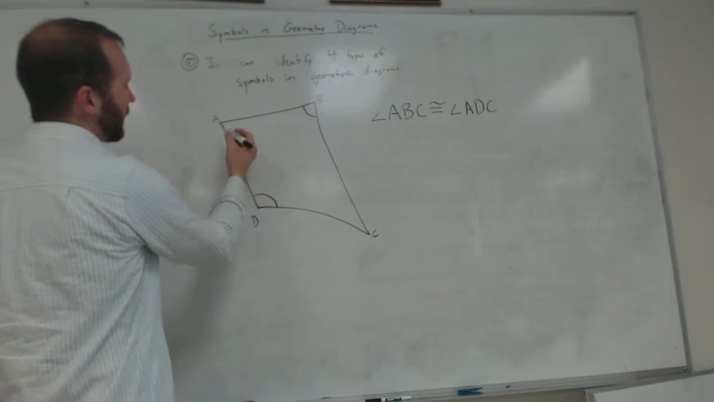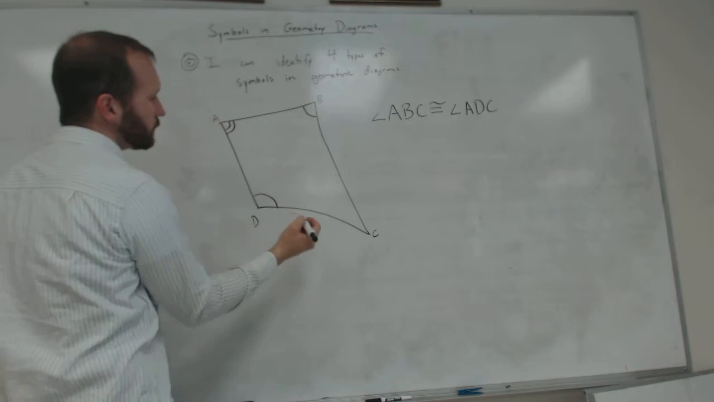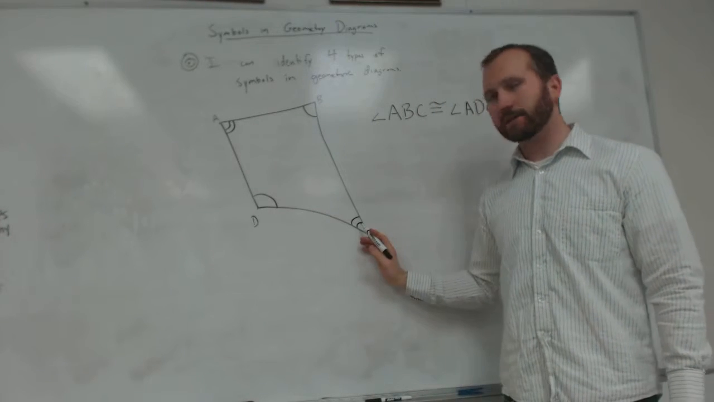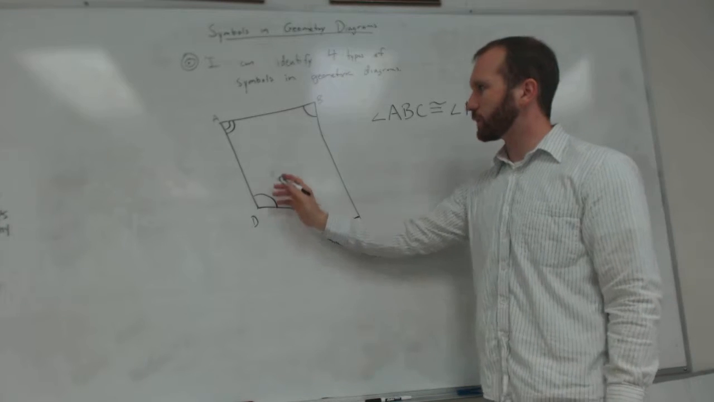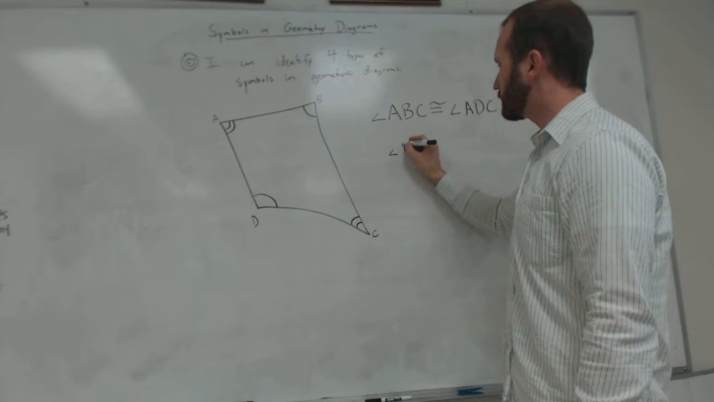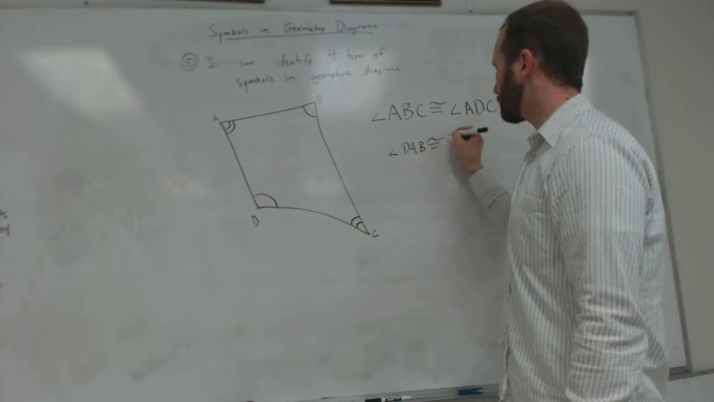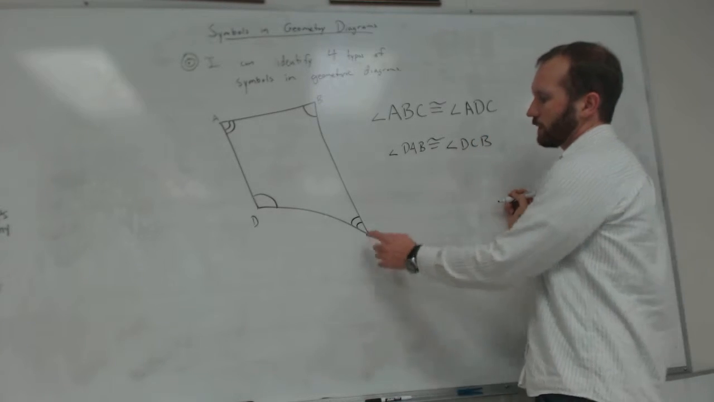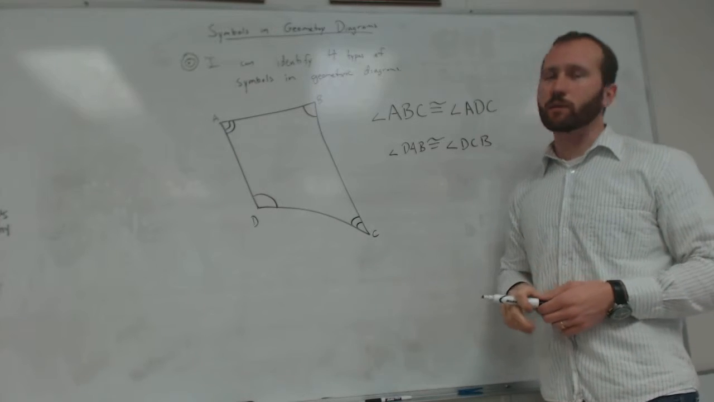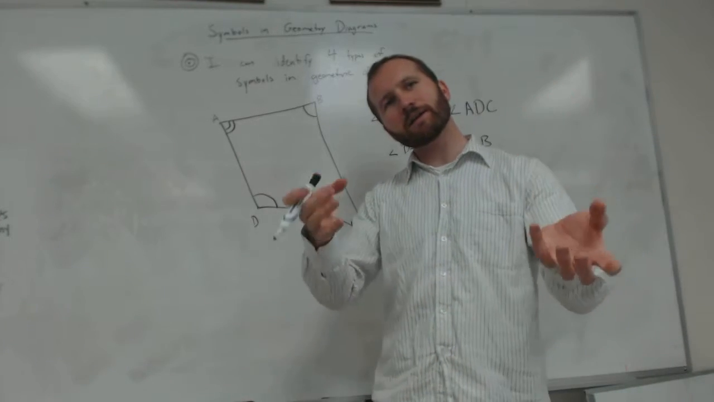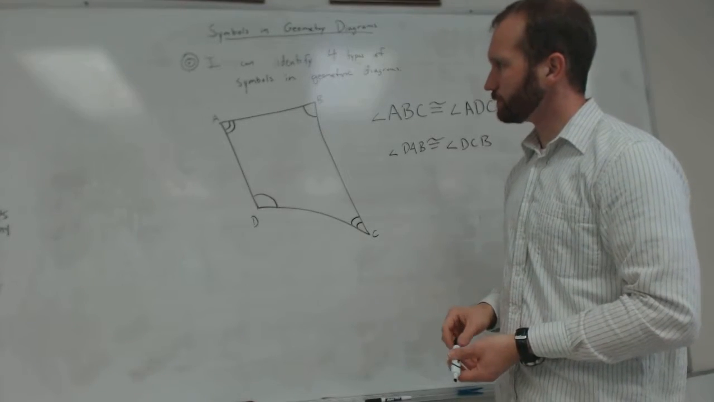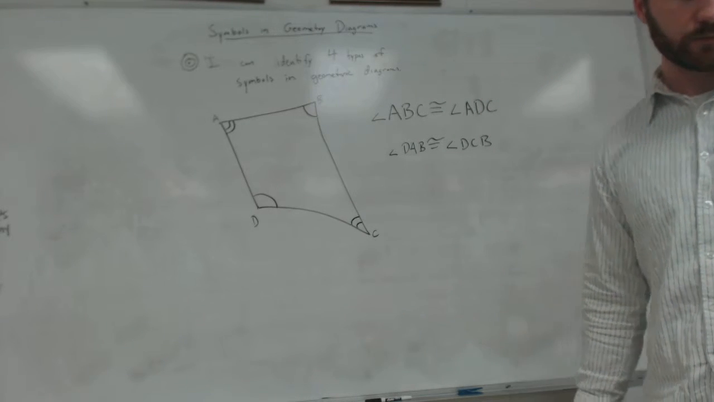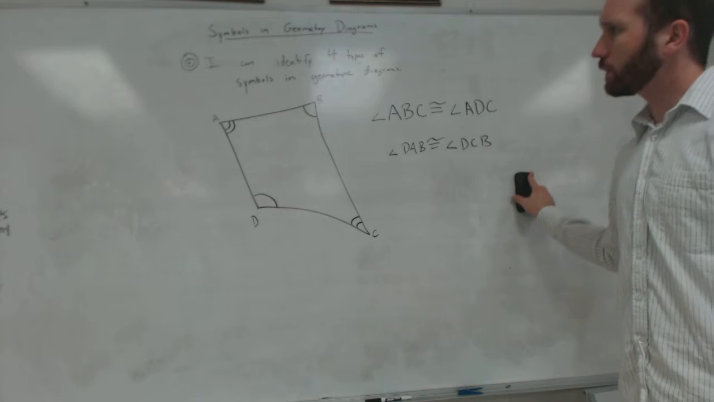And just like we did for the line segments, I could use two little curves to show a second set of congruent angles. So this would now say angle DAB is congruent to angle DCB. Those are equal because they each have two of those little marks. And if I put 3, the two angles that had 3 would be equal. Questions on that?